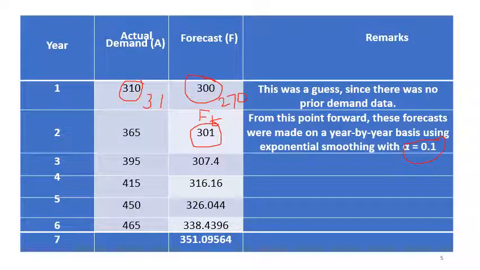How did you get this? I have to find out this data. So what I do is multiply the previous actual with the alpha value given. The alpha value given is 0.1. So 310 into 0.1 is 31, correct? 31 plus the forecast for the previous term into 1 minus 0.1, that is 0.9, so this will be 270. So 270 plus 31 is 301.